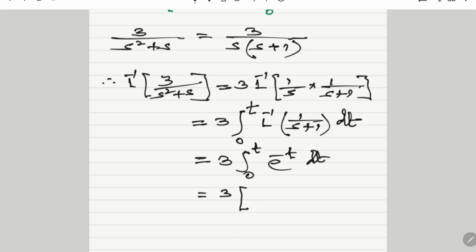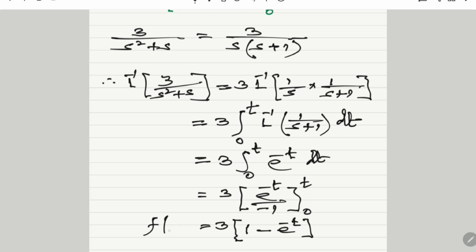Three multiplied by, integrating this e raised to minus t with respect to t, we have the integration as e raised to minus t divided by minus 1, limit from 0 to t, it is 3, cancelling that minus sign by changing the limit, 0 become upper, t become lower, e raised to 0 we get 1 minus, for lower limit it is e raised to minus t, as inverse by that integration method. Therefore, f of t is equal to 3 times 1 minus e raised to minus t.